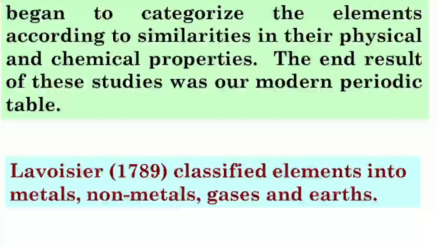In 1789, Lavoisier classified elements into metals like iron and aluminium, non-metals like sulfur and carbon, gases like oxygen and nitrogen, and earths like silicon. But this classification was not sufficient because it led to a lot of overlaps between various groups. For example, we could have non-metals as gases, we could have metals as earths, and this caused a lot of confusion.